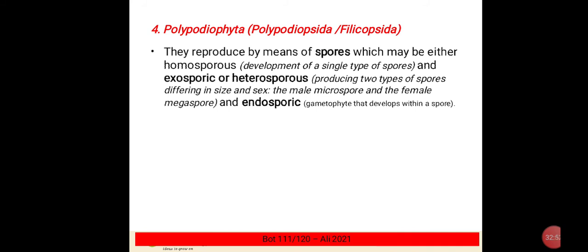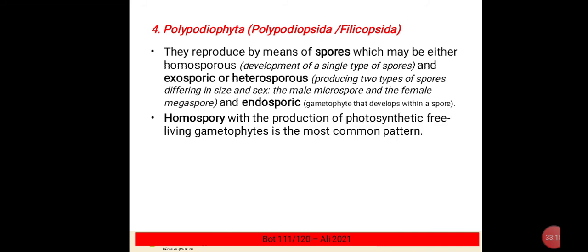As we said, spores differ in size, and the male spores are microspores. They are very small. Microspores means they are small in size, while the female spores are megaspores. Megaspores means they are larger in size. So I said the spores differ in size. Male spores are smaller in size, and therefore we call them the microspores. The female spores are larger in size, and we call them the megaspores.